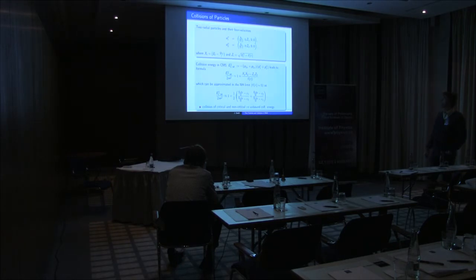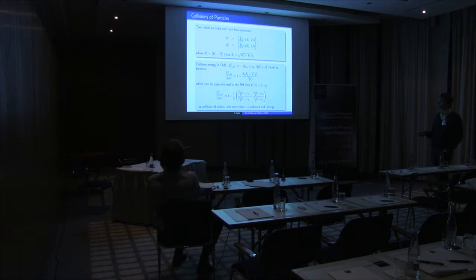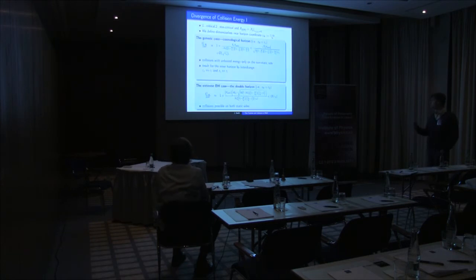So, the collision of particles. We assume radially moving particles, so these are their 4-velocities with definitions of their parameters. This is well known: the collision energy in the center of mass frame, and these are the well-known formulas. One of the particles must be critical, because if both are critical, the denominator cancels with the denominator, and there are no unbound collision energies, no infinities.